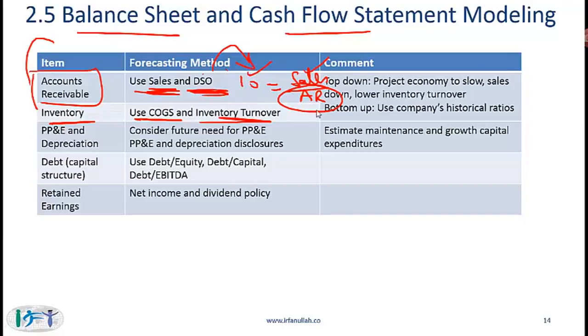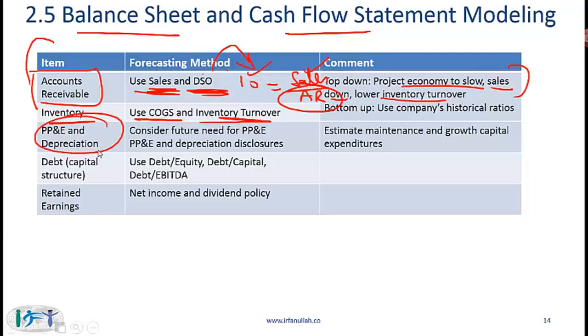And you can also use this concept to forecast what will happen in the future. For example, if you are projecting that the economy will slow and you are projecting that sales will slow down and there will be a lower inventory turnover, that's what you are projecting for the future. This is a top-down approach.